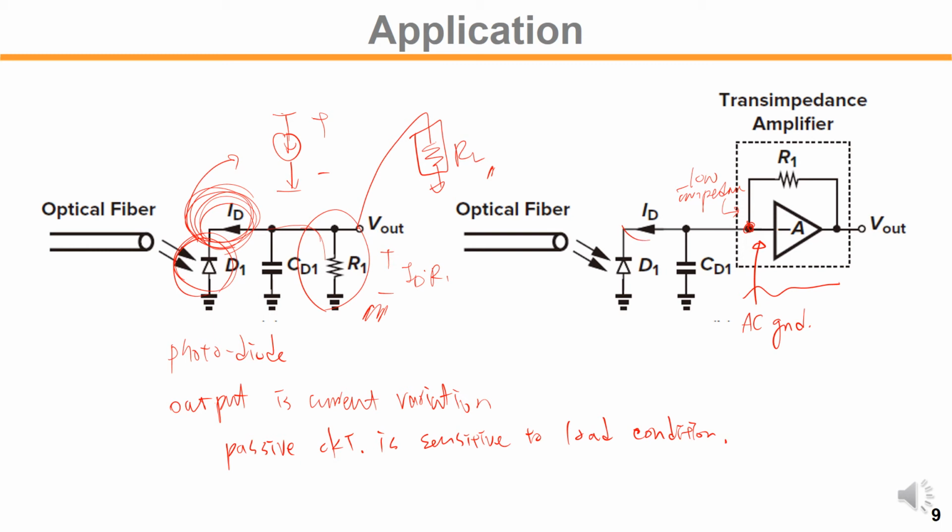So whenever ID changes, the current changes, and the amount of variation will go through the negative feedback here. It will create a voltage drop, right? ID times R1. So let's say we make it a small signal current change, ID times R1.